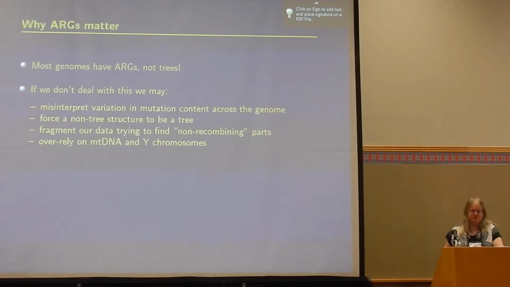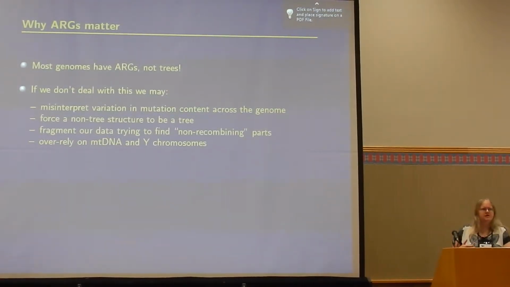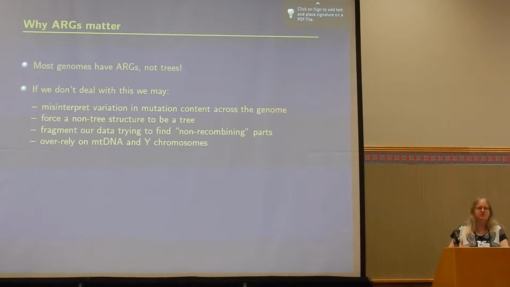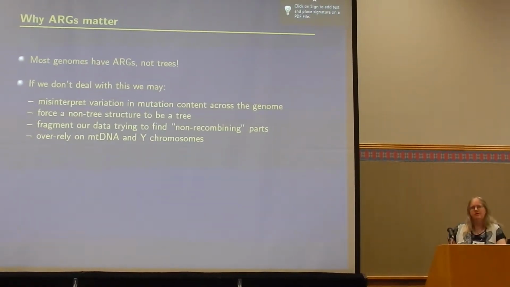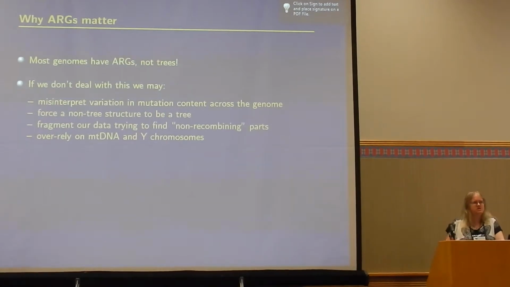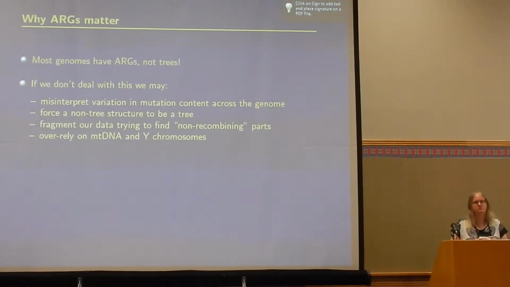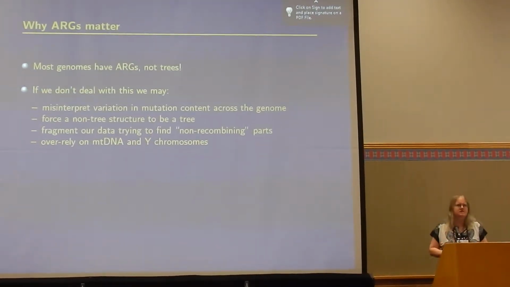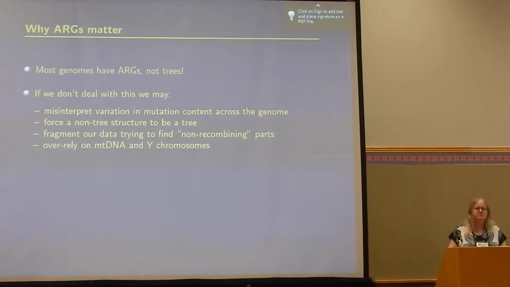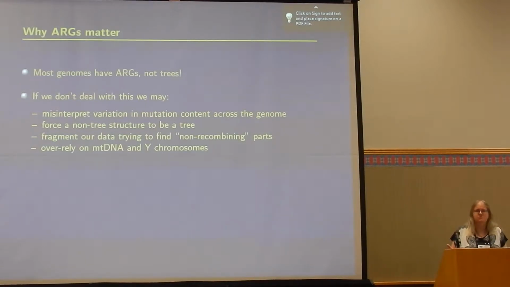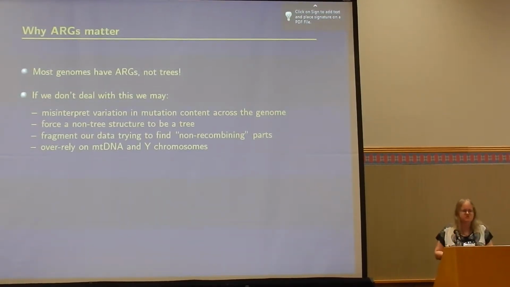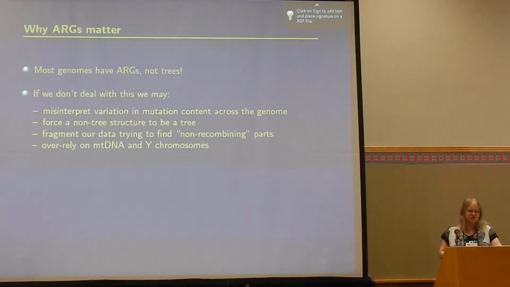If we don't deal with it correctly, one of the things that happens is that when you look across the genome and you see an area where there's much more genetic difference between individuals than usual, there's often a selectionist or a mutation rate interpretation of that that's very ready at hand. But that may also mean that in the ARG, that part of the genome is a little older by chance than the rest. The sequences are more different because they go back to more distant common ancestors, so we can misinterpret variation in mutation content.